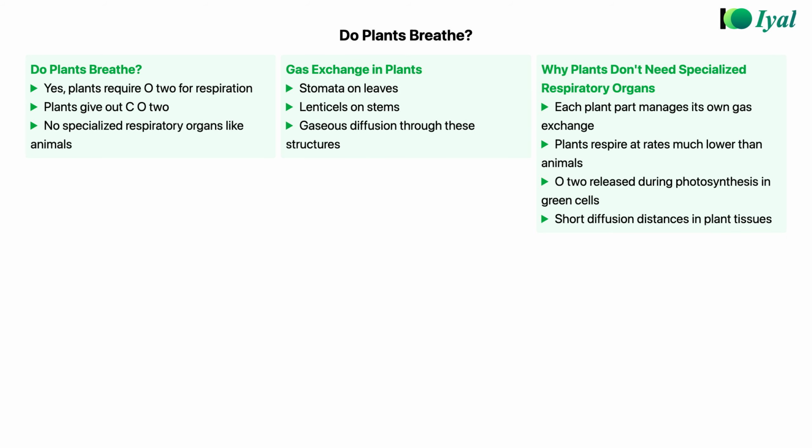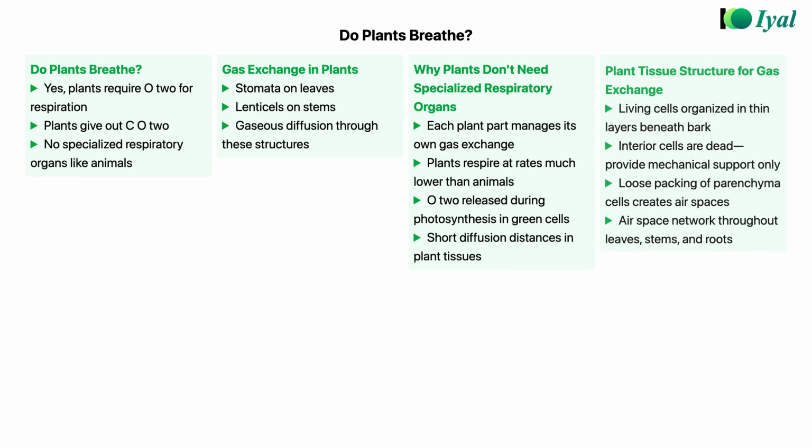Now think about it. Why plants don't need special organs? First reason, each leaf, each root, each stem part, they take care of their own oxygen. There is no transport of gases from one part to another, understood? Second, plants respire very slowly compared to animals, not as demanding. Third, when photosynthesis happens in green cells, oxygen is actually produced there itself, so no shortage. And fourth, most plant cells are located quite close to the surface, so gases don't have to travel very far.